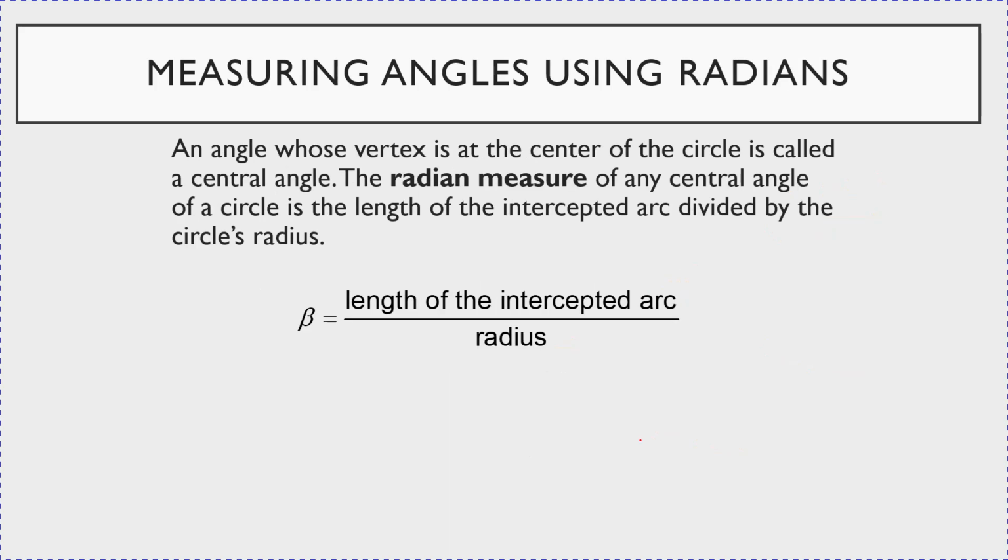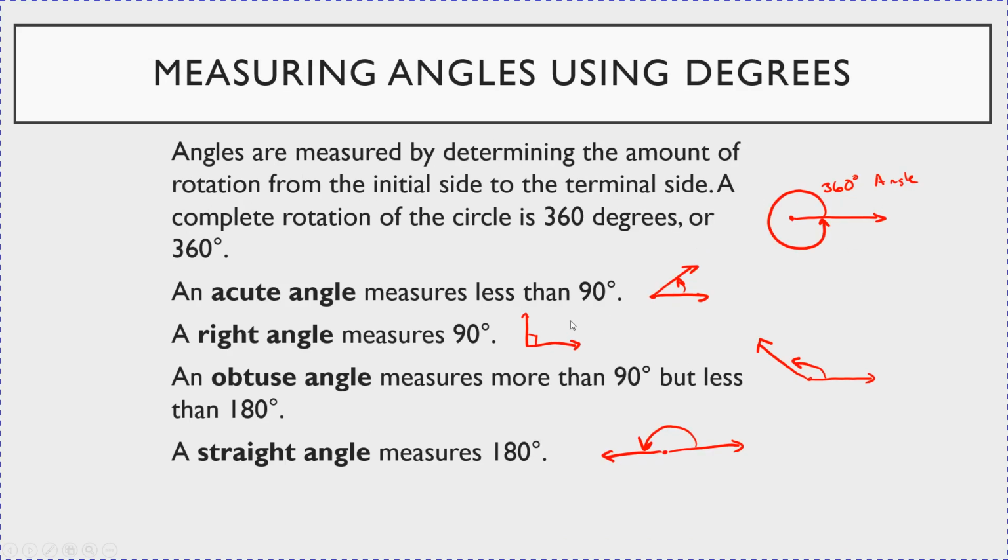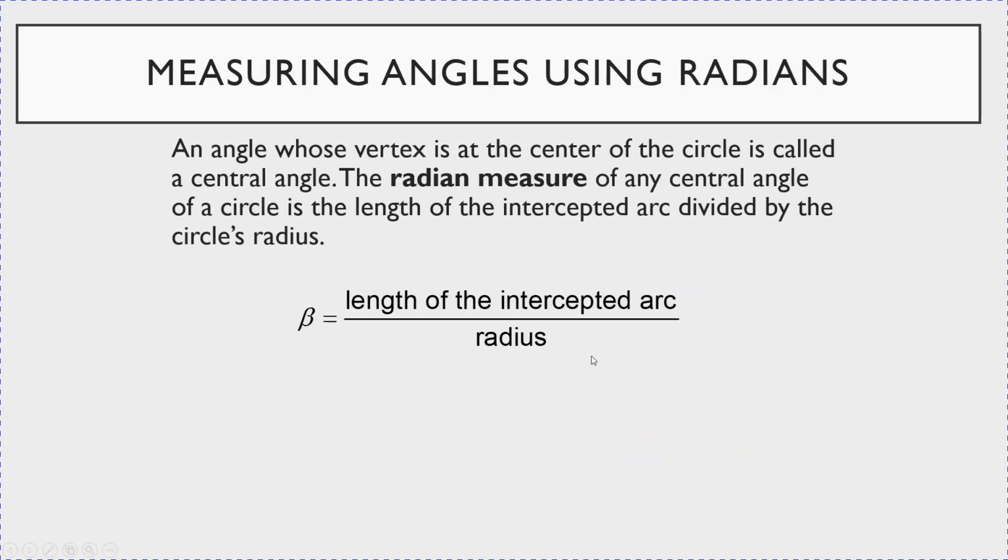What we're going to spend a lot of time talking about is this concept of measuring angles not in degrees like this. Okay, not with degrees, but with what's called radians. All right, so what exactly is a radian? An angle whose vertex is the center of a circle. So we're going to be talking about all this stuff in terms of circles, okay? Is called a central angle, okay?